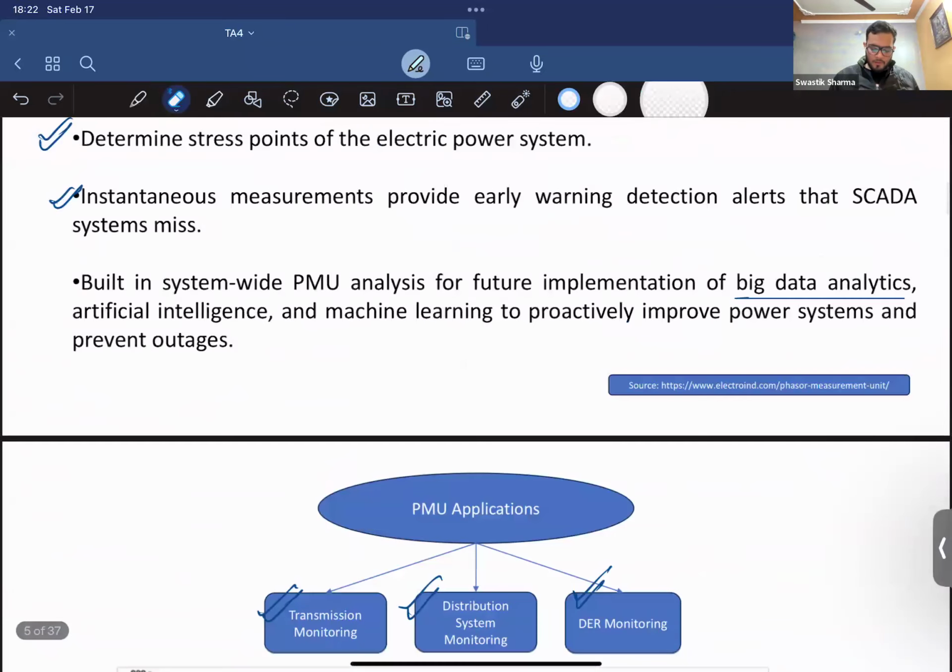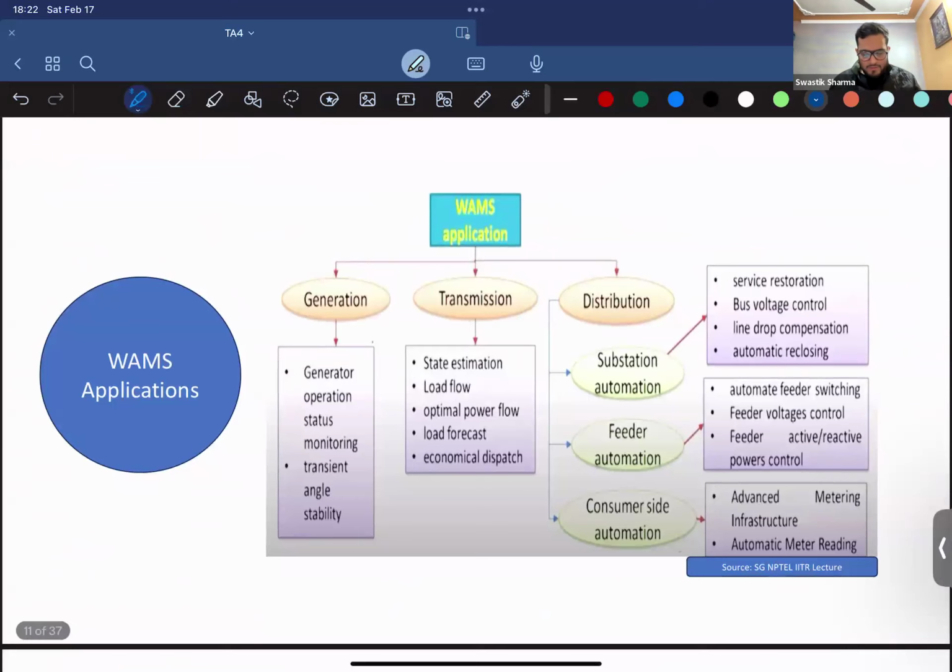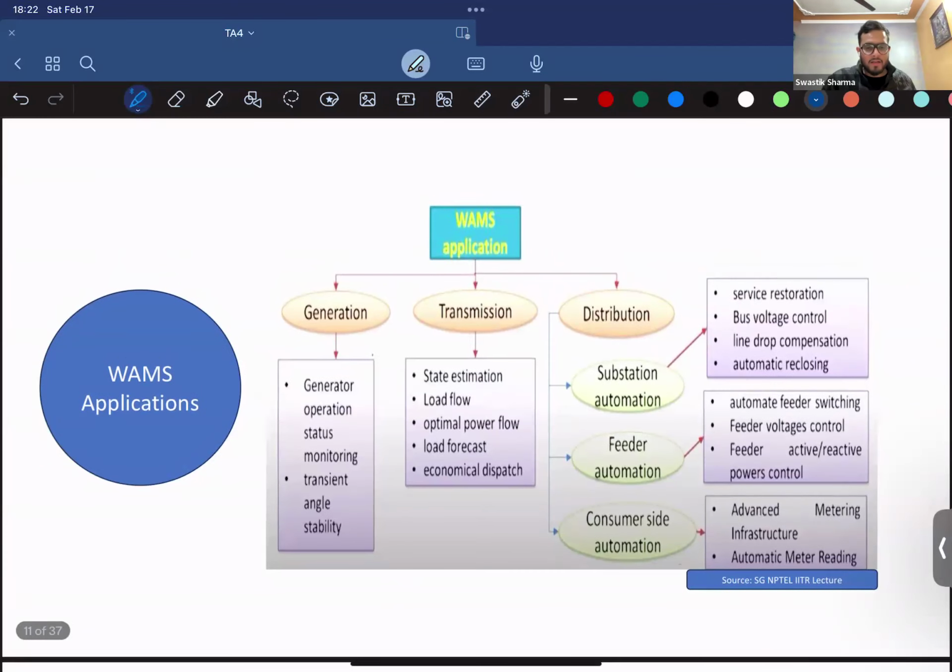So let's talk about their application. Since we are doing wide area monitoring, it's a costly affair, so their application should be talked about appropriately. For generators, you want the generation status, operating management, and transient angle stability. That's what was missing before because SCADA was only giving you magnitude. You were not able to tell how the rotor angle was behaving at that place.